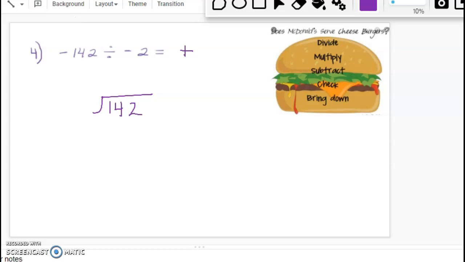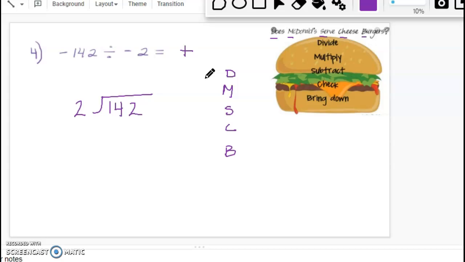First number goes inside the house. Second number goes outside. And if we forget the steps, if you can remember, does McDonald's serve cheeseburgers? D for divide, multiply, subtract, check, bring down. Right? So if you're someone who gets stuck with long division, I would suggest that you do this. Does McDonald's serve cheeseburgers? And as you do each step, we'll check them off.